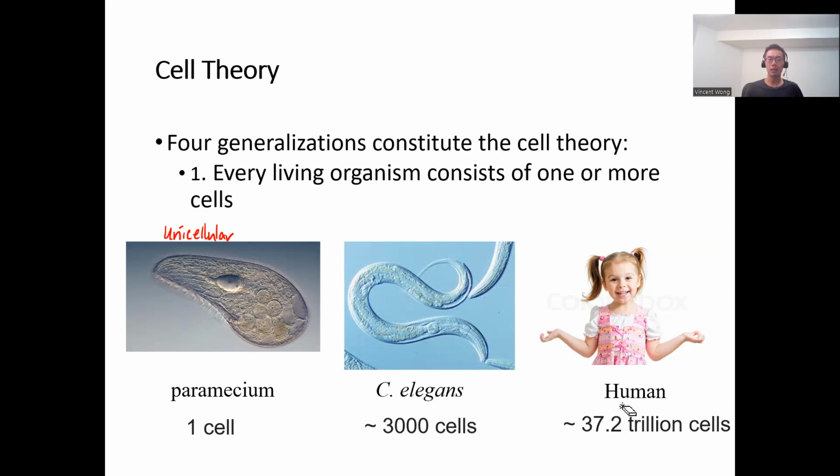Humans are much bigger. We have 37.2 trillion cells, plus or minus, depending on how big you are. So these are multicellular organisms. If it's an organism, it's going to be made up of one cell or many cells.